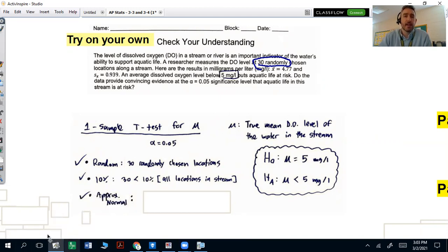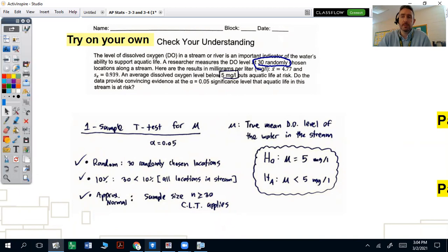Nowhere in the problem does it say anything about the levels being approximately normal, but we don't have a graph of the data, so we can't really say anything about it. But we have 30 data points. That's a strong sample size. So our sampling distribution is going to be approximately normal because the central limit theorem says we can do that, right? Anytime you have a sample of at least 30, you can say the sampling distribution is approximately normal. Pause to write that down.